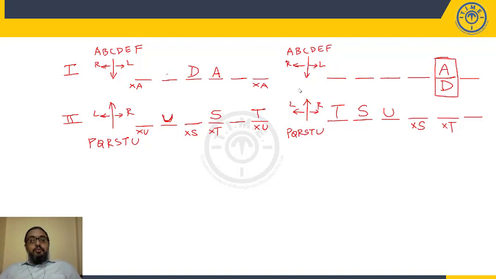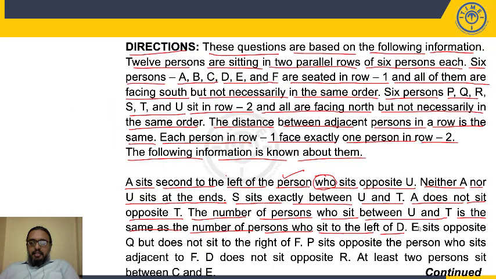So this will tell you that the second possibility cannot happen. The second possibility is not going to work out because you cannot have 2 people in the same position. Correct? Now E sits opposite Q but does not sit to the right of F.